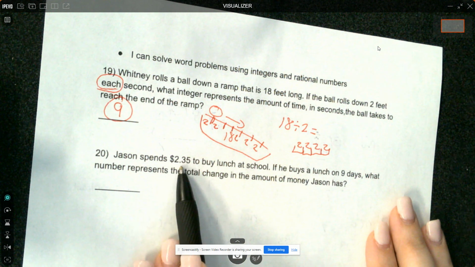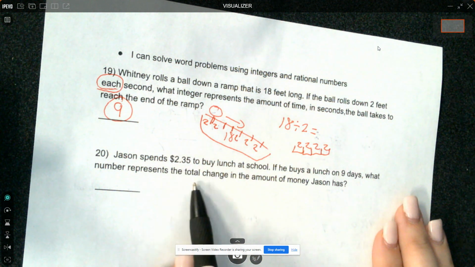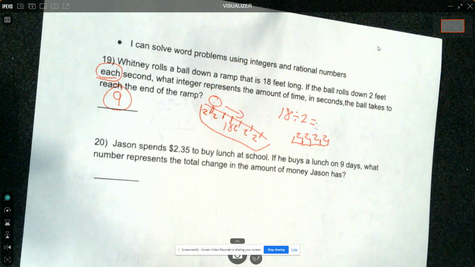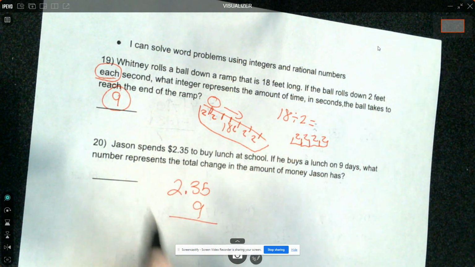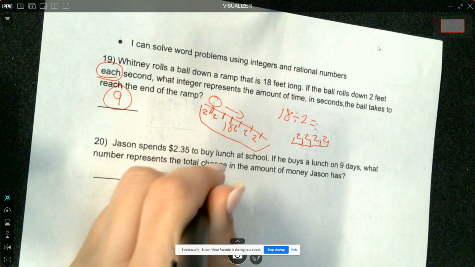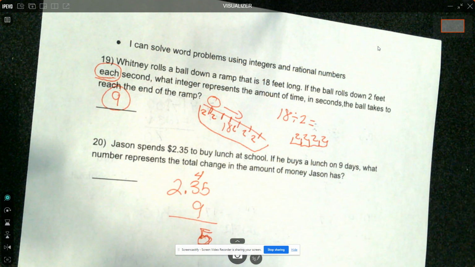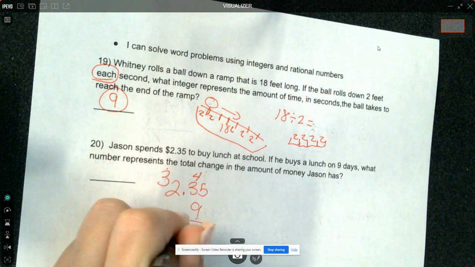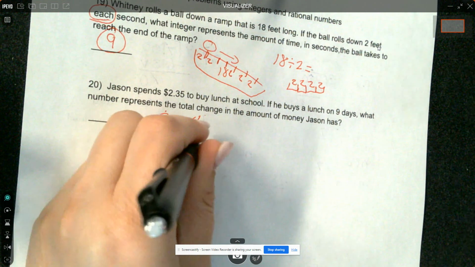Jason spends $2.35 to buy lunch at school. If he buys lunch on 9 days, what number represents the total change in the amount of money that he has? So how would I figure out how much money he spends? Carson? You multiply 9 by 2.35. Exactly. Spends $2.35 a day. 9 times 5 is 45. 9 times 3 is 27, 28, 29, 30, 31. 18, 19, 20, 21. I know because money has two decimal places and also because there's 2 numbers.